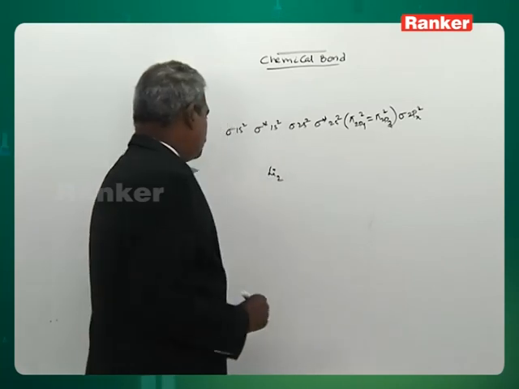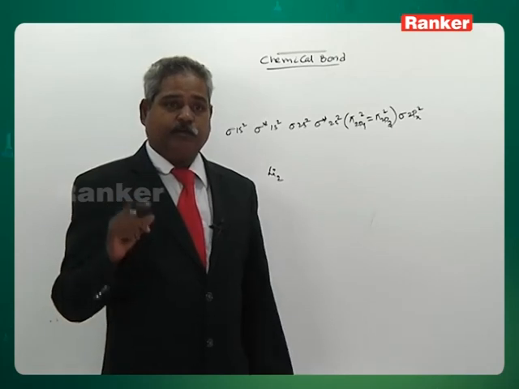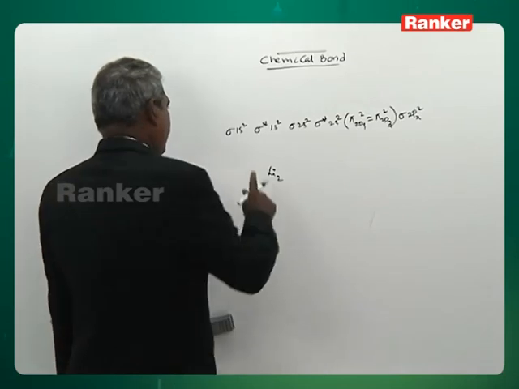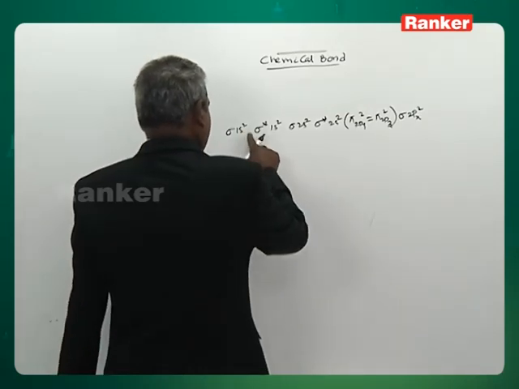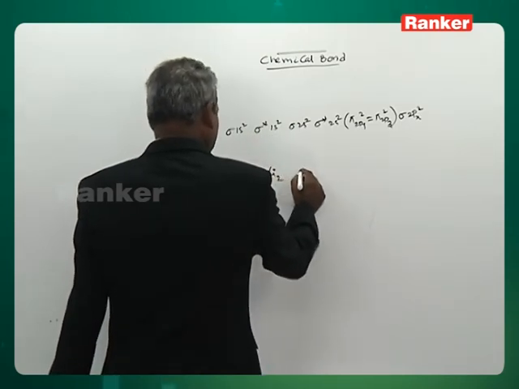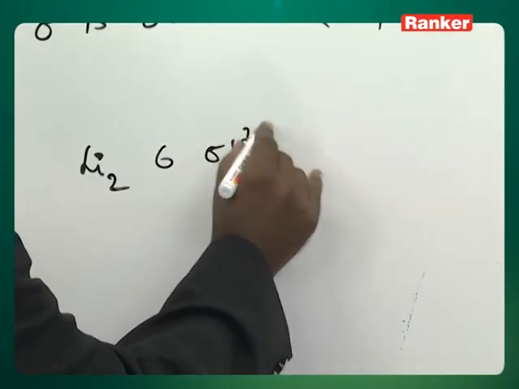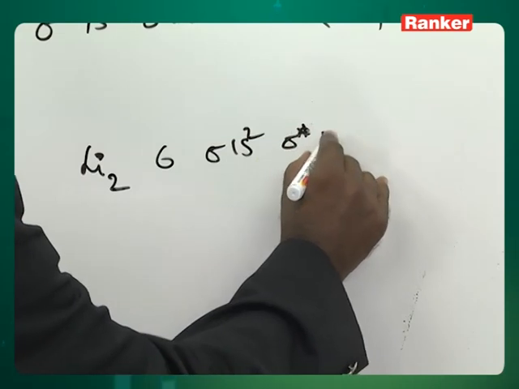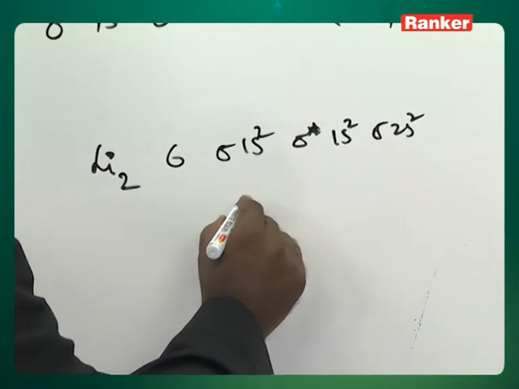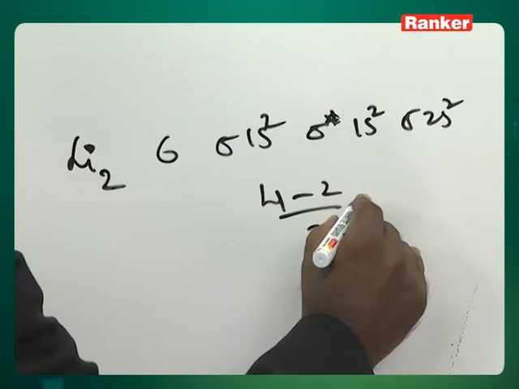Li2. 2 lithium atoms, will they exist? Lithium exists as a diatomic molecule. According to molecular orbital theory, Li2 exists. How? These 2 are bonding, these 2 are anti-bonding. 4 minus 2 by 2, 6 electrons. How do you write 6? Li2, total 6 electrons. Sigma 1s2, sigma star 1s2, sigma 2s2. So 4 bonding, 2 anti-bonding, 4 minus 2 by 2, 1.